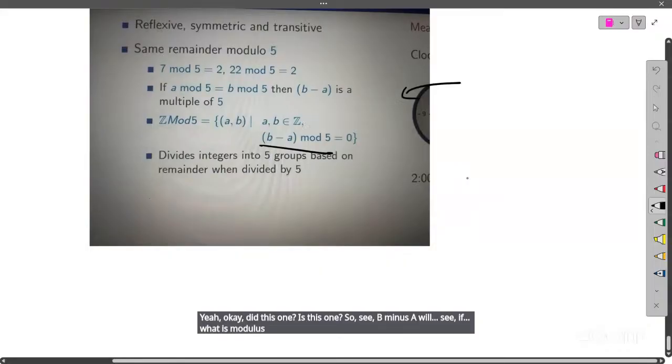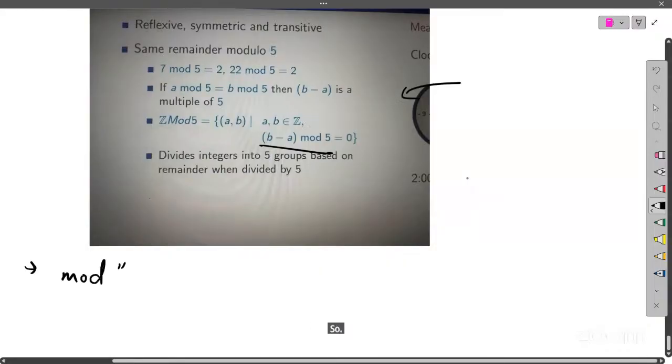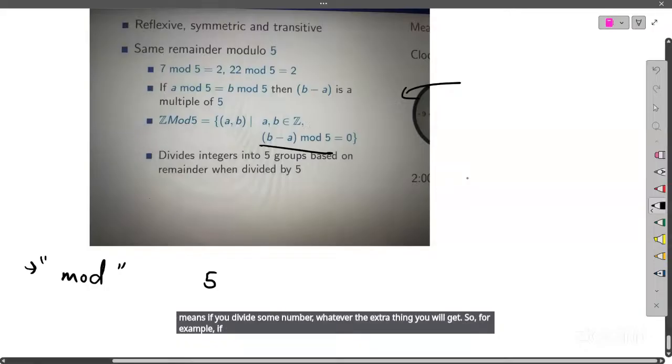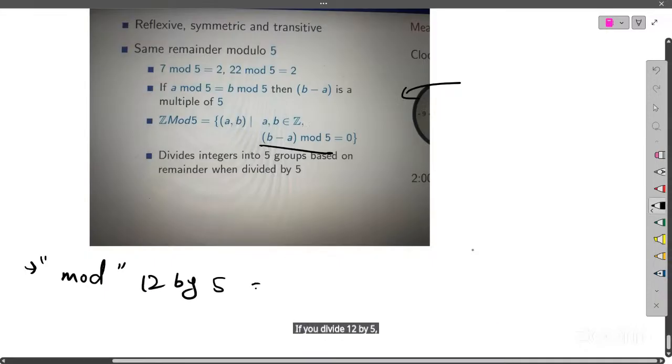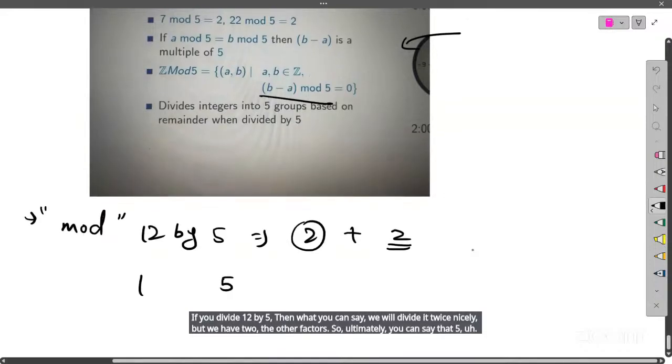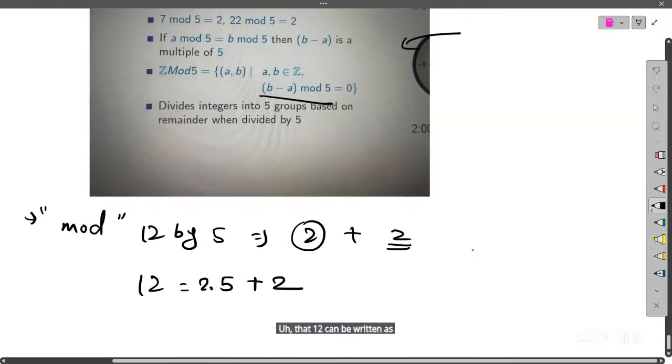So let's understand what is mod. Mod is nothing but a fancier way to represent the remainders. Remainders means if you divide some number, whatever the extra thing you will get. So for example, if you divide 12 by 5, we will divide it twice nicely, but we have the other factor. So ultimately you can say that 12 can be written as 2 times 5 plus 2, right? It's not the whole multiple of 5. We have some remainder. So this mod is just a way to express the remainder.